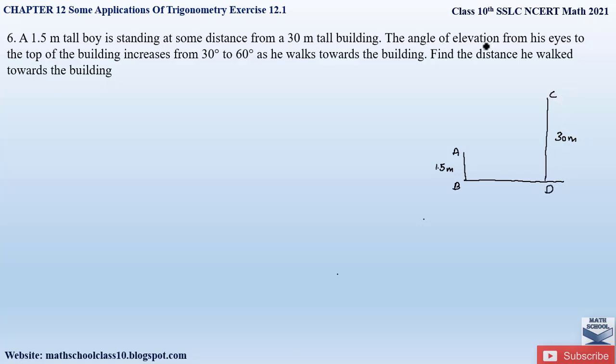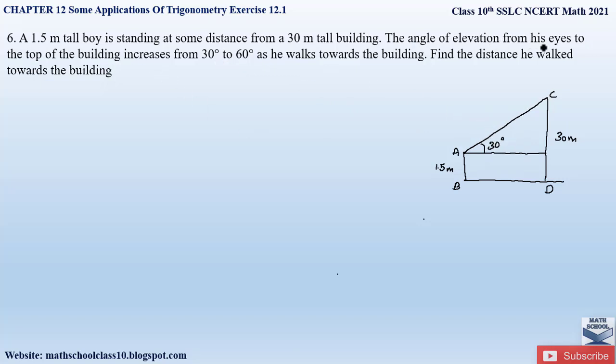The angle of elevation from his eyes to the top of the building. So here we have to consider the angle of elevation. From where we have to consider? We have to consider from the eyes of the boy who is AB. Obviously, the eye of a boy is found at the top where his head is found. So at this point, we will draw the horizontal level first, and then we will take the angle of elevation to the top of the building, that is from point A to point C, which is at an angle of 30 degrees first. Okay, so this is the angle of elevation.